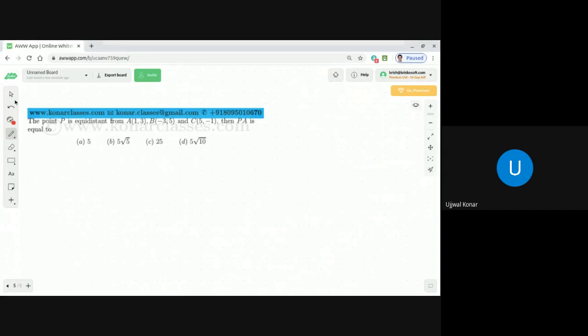So to approach this particular problem, dear students, the way we need to approach is that, let me get back to the question. A point is equidistant from A, B, C. So from this statement, as it is equidistant, what can we say?